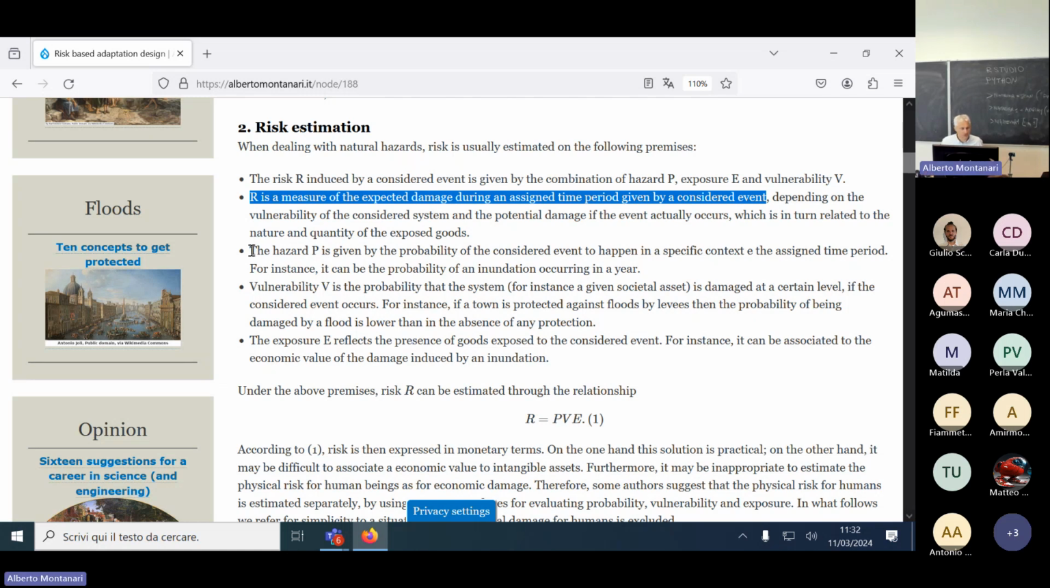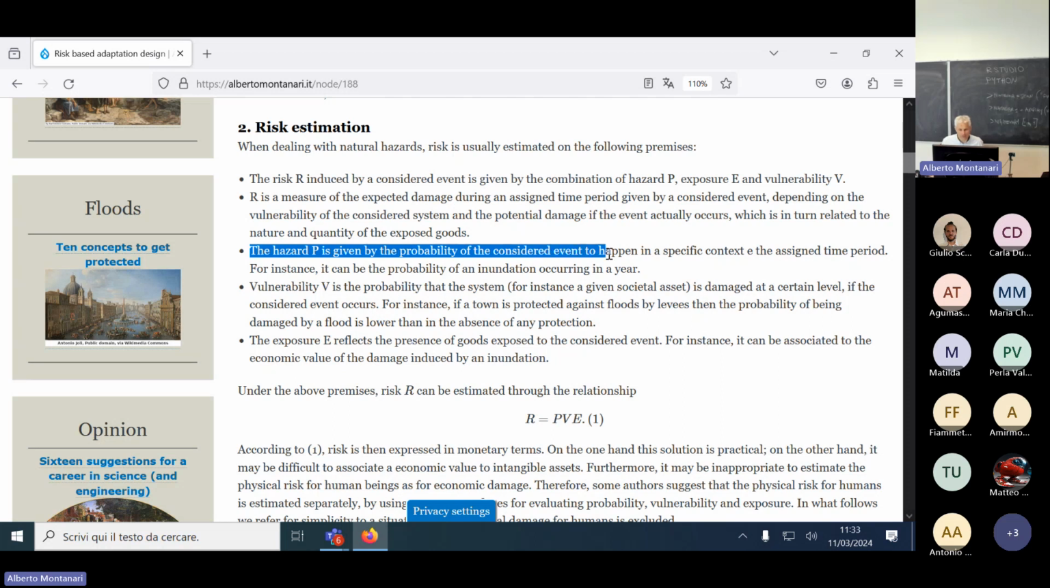Let's focus on the single factors. What is P? P is hazard, given by the probability of the considered event to happen in the location of interest, in a specific context, and in the assigned time period. So every year, what is the probability of getting a flood? Probability means frequency. If I get, on average, 1 flood every 10 years, the probability will be 1/10 every year to get a flood. This is very simple.